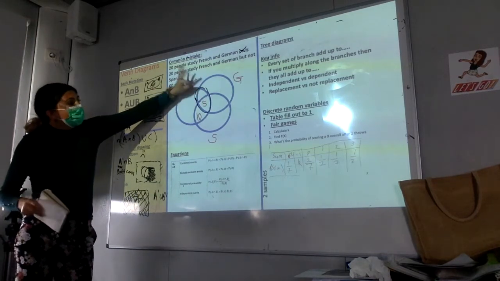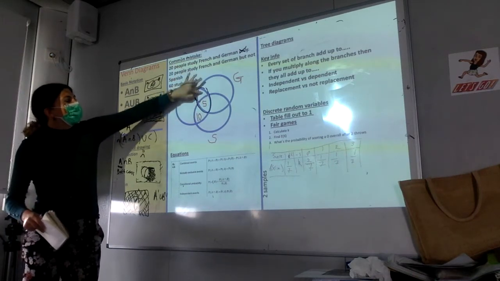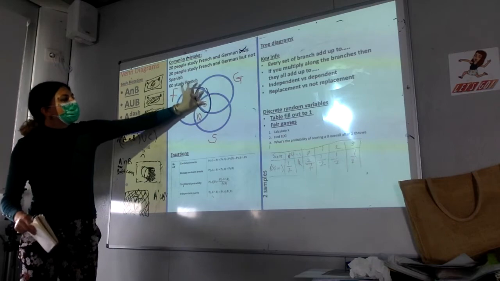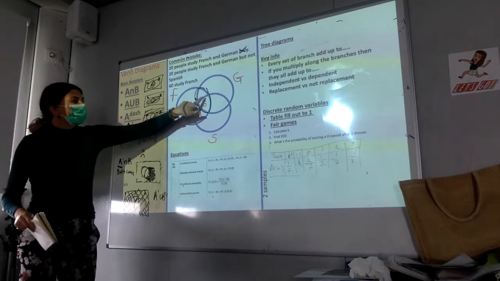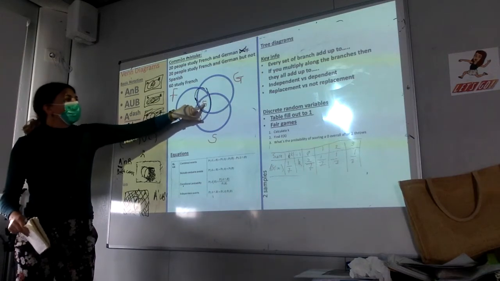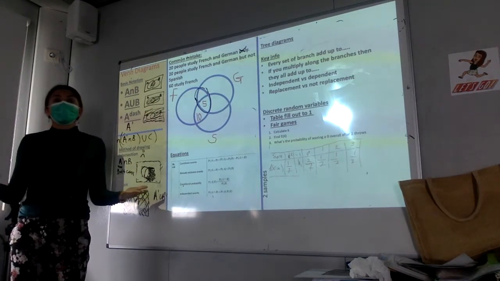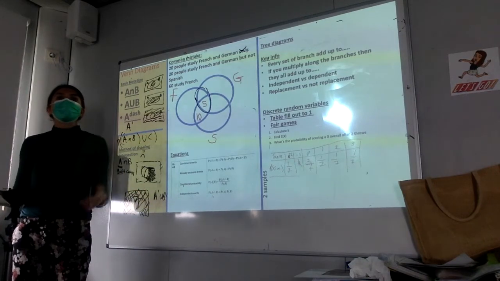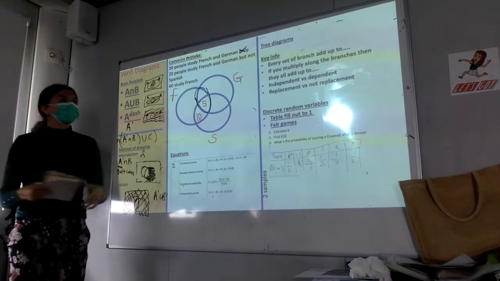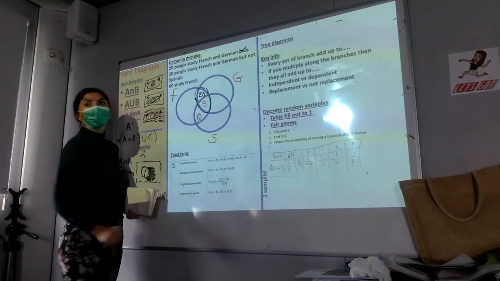The reason why this would be 15 is because this person and this person, they both like French and German. This person happens to like French, German, and Spanish. But it doesn't matter that they like Spanish as well, because we're just asking who likes French and German. I could like French and German, but I could also like Spanish. But the question's not asking about Spanish. But it says only, so this must be 20. Does that make sense?